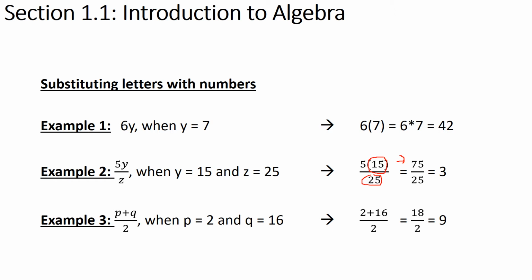3. P plus Q over 2 when P is 2 and Q is 16. I simply replace the P with the 2 right here, the Q with the 16. I add those together in the numerator here, and that's 18. The 2 is in the denominator. 18 over 2 equals 9.